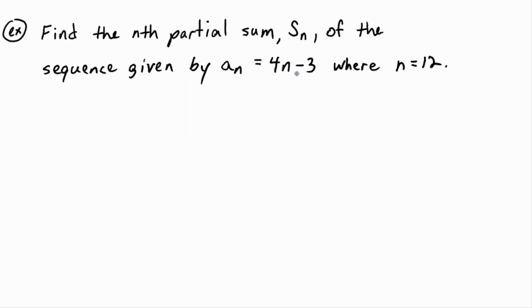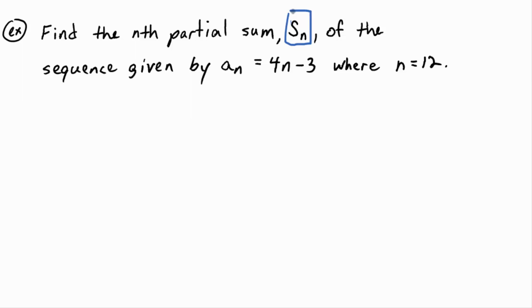Another name for Sn, the sum of the first n terms of an arithmetic series, is the nth partial sum. So if you see that, it's the same thing: Sn, the sum of the first n terms, the nth partial sum. You'll see that terminology a lot in Calc 2, actually.